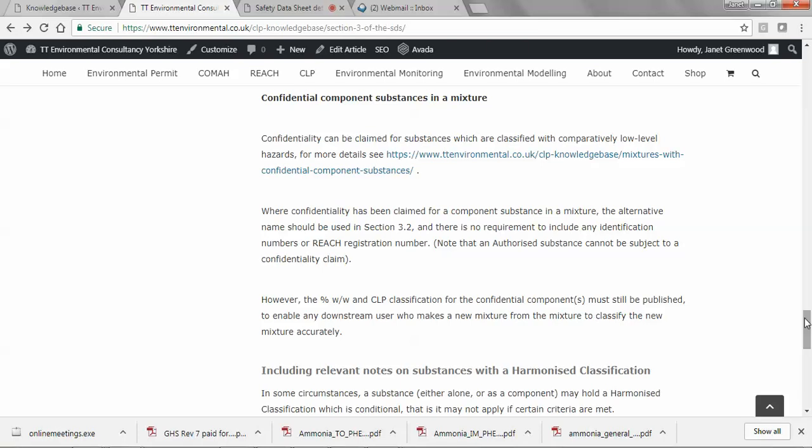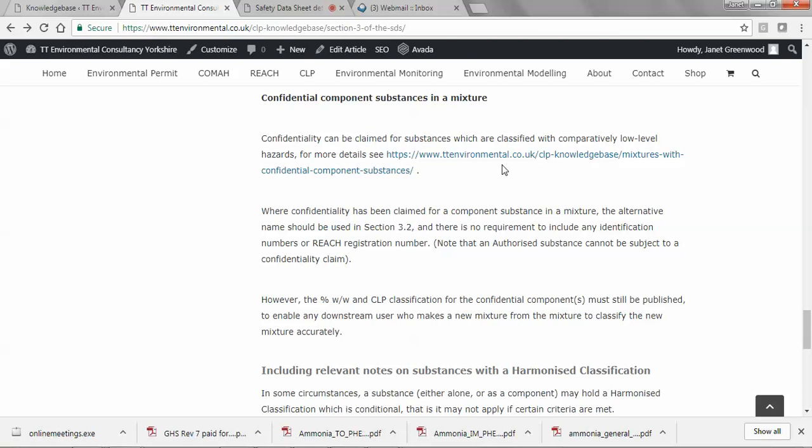There is more information on mixtures with confidential component substances page here on the website. Where you claim confidentiality, what you're claiming is for the use of an alternative name, and that you don't need to have any identification numbers, no CAS or EC numbers, and you don't need to put on the REACH registration number. If a substance is authorised, you can't make a confidentiality claim anyway.